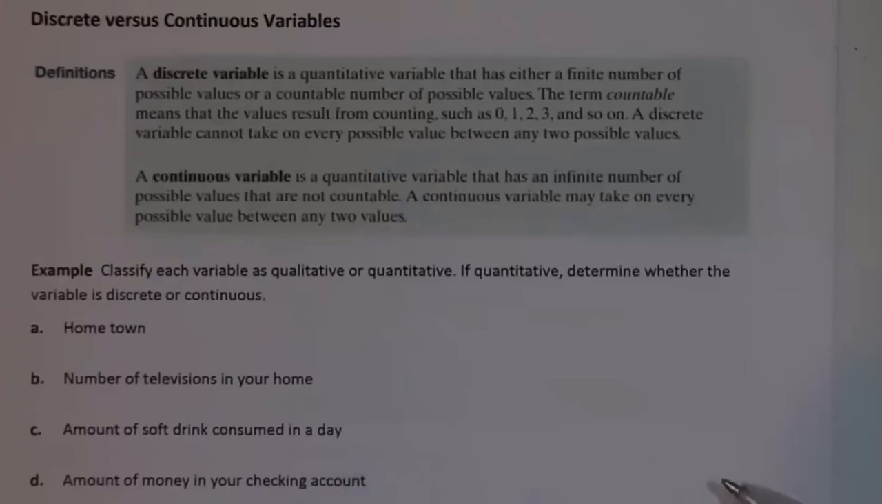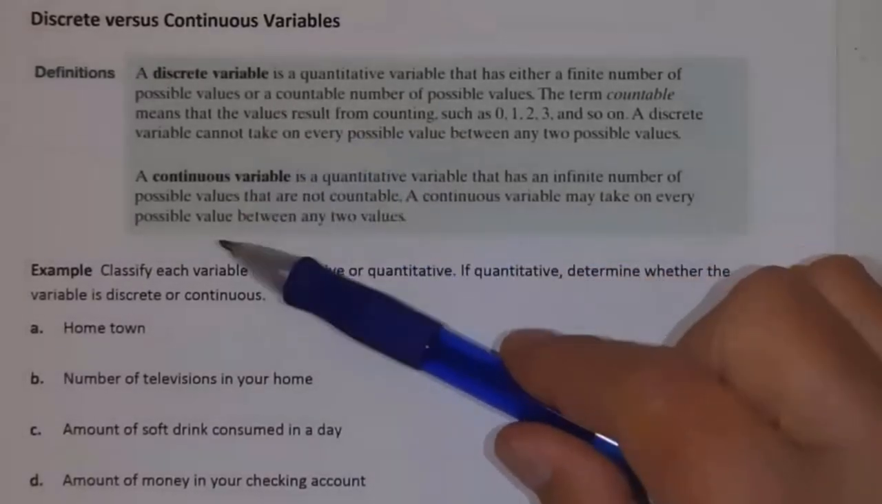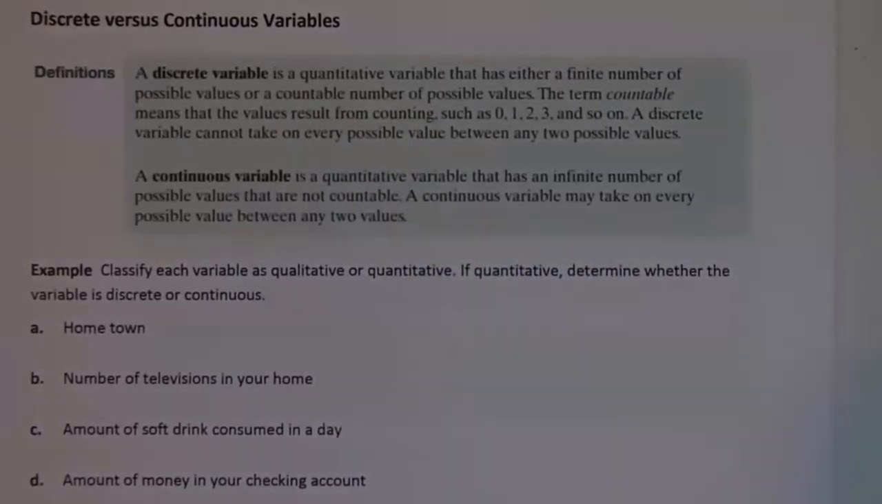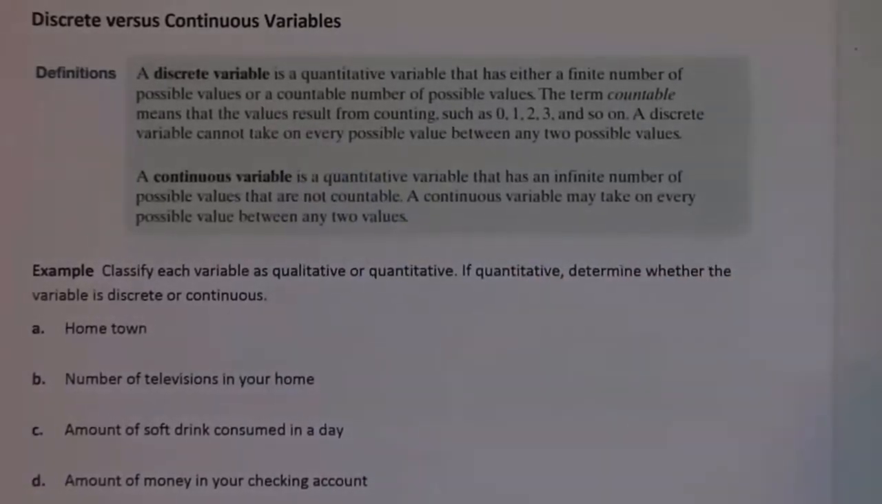What we can do depends on whether the quantitative variable is discrete or continuous, so we want to talk about what that means. Again, this is important because it affects what we're able to do with the data that we obtain, depending on whether it's discrete or continuous.